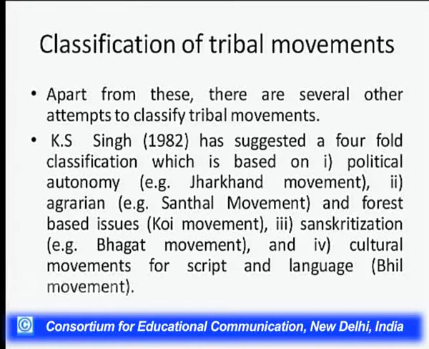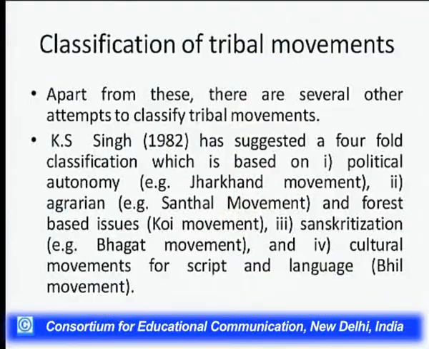Some examples can also be given as far as these different categories of tribal movements are concerned. So, for example, when one talks about political autonomy, a very good example of a tribal movement which wanted political autonomy was the Jharkhand movement, and then the agrarian movement. For this, a very good example can be the Santhal movement, then the forest based movements of the tribes, for example, the Koi movement, then some other examples of Sanskritization based tribal movements are the Tana Bhagat movement, and then the cultural movements, which is probably the fourth category, a movement that was started by tribals in support of their script, in support of their language, etc., for example, the Bhil movement.